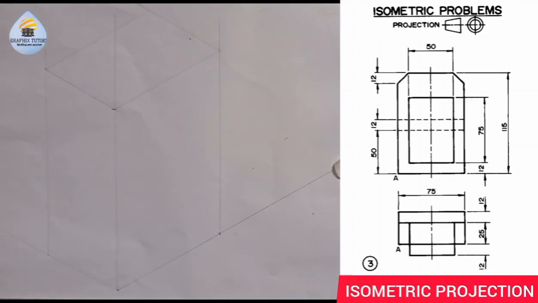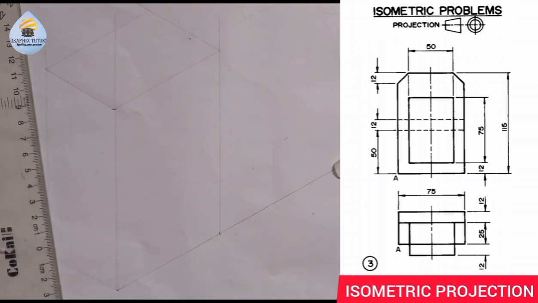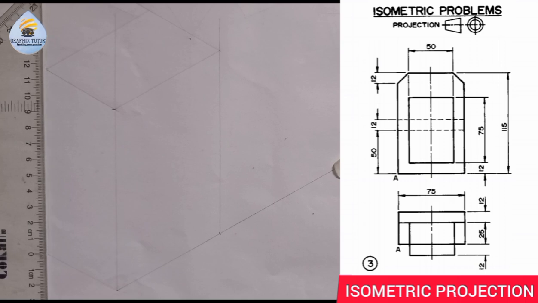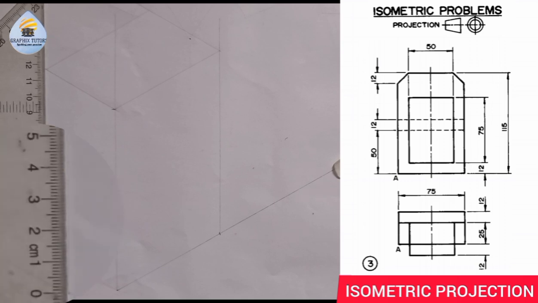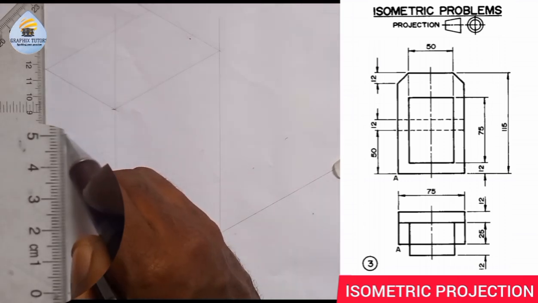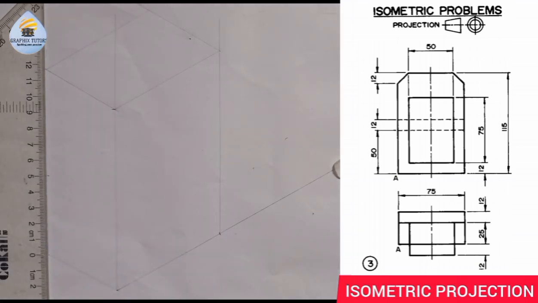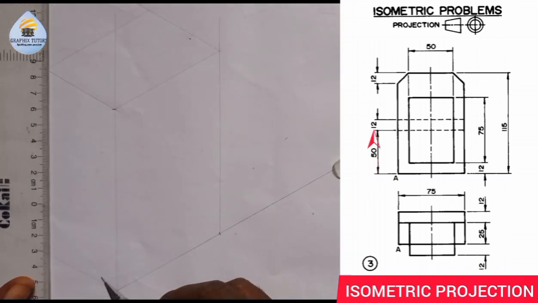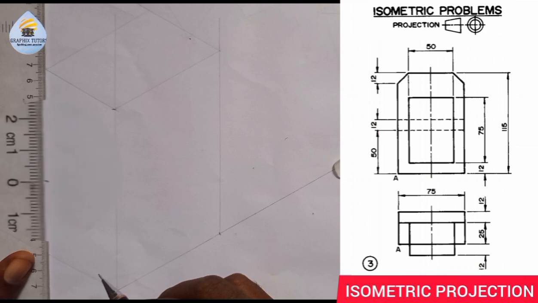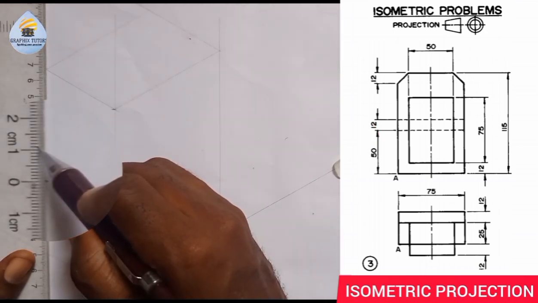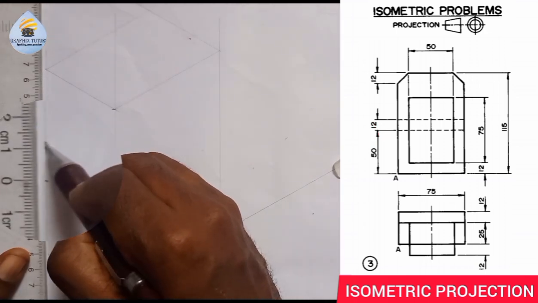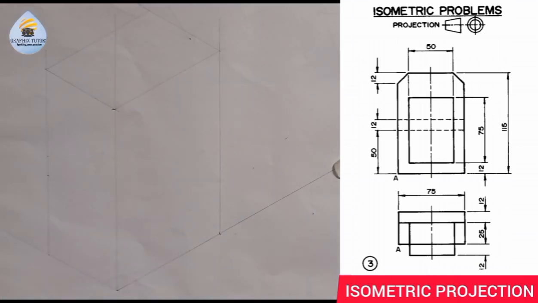So this is what we are going to do. I'm going to measure 50 from A upward, from the back. In measuring 50 upward, this is what I'm going to come up with. From 0 to 50. Then after 50, we have another 12. So the thickness is 12. From 0, 1, 2 here, 12.